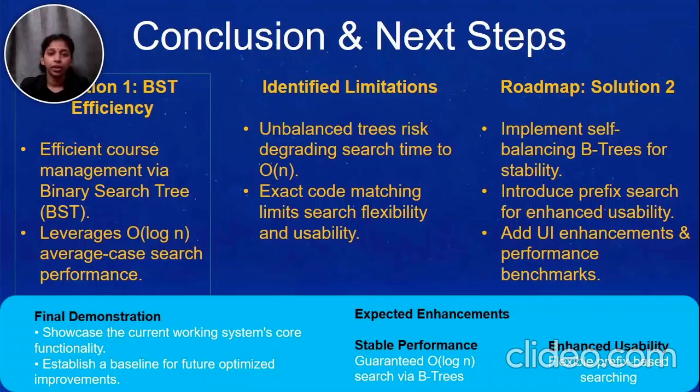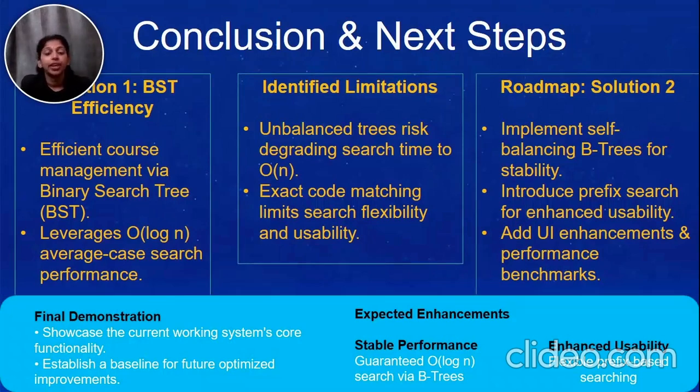To conclude, solution 1 successfully demonstrates a fully working cost registration system using a binary search tree. However, BST has a limitation that affects performance and usability. In solution 2, I will upgrade to a B-tree, enhance the UI, and provide a performance analysis to demonstrate the improvement clearly.